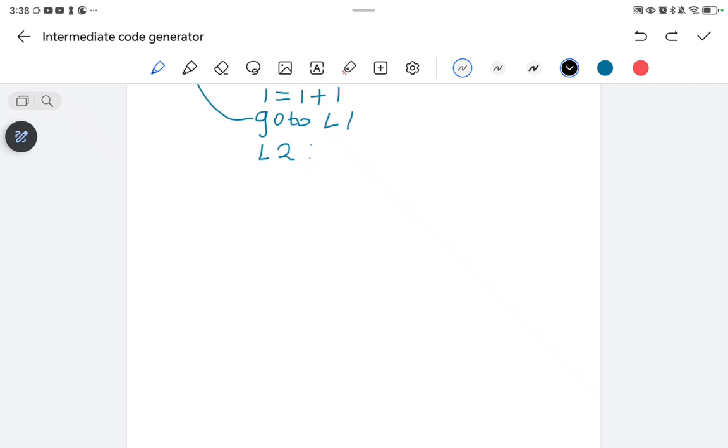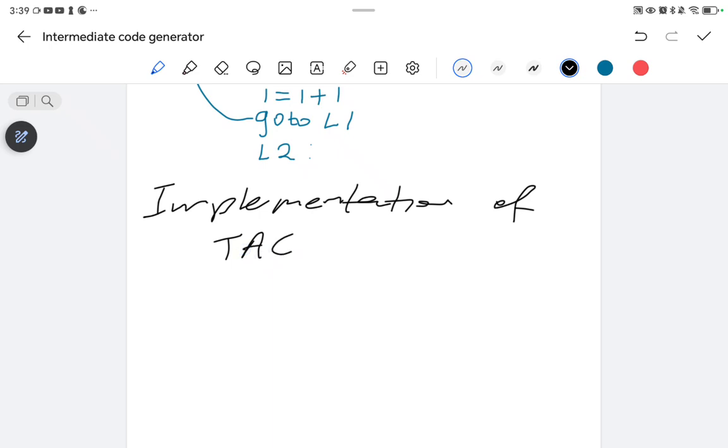So now we come to the implementation of three address code. The question is, how do we implement three address code? Let's say we have drawn a DAG. Now you need to implement it. So how can you implement it? You have three representations, right? Which I said we can implement using the quadruple.